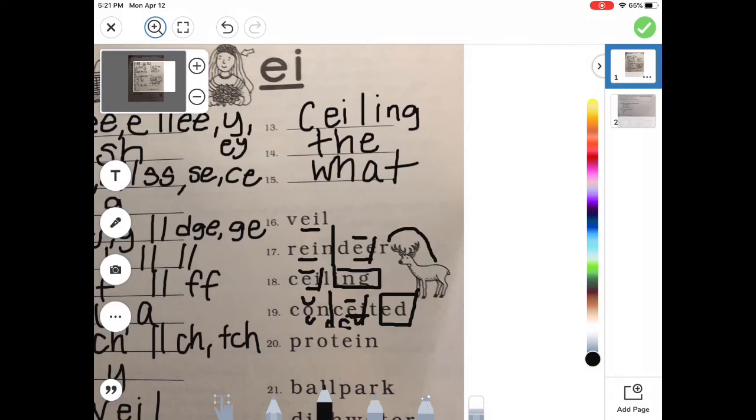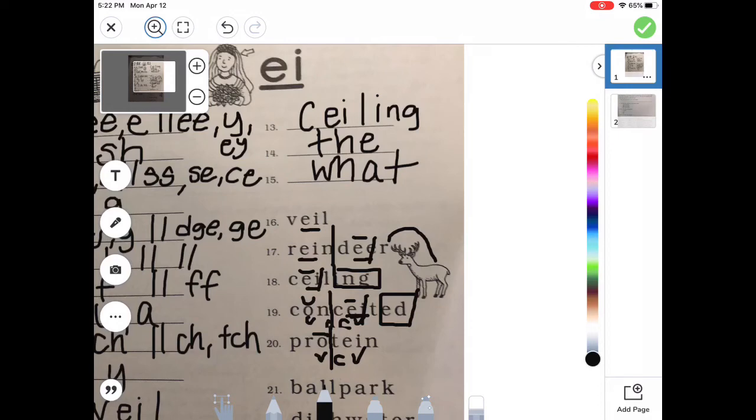All right, our last word. Protein. So first of all, I have to know where I'm going to divide it up. So I look for my vowels. Vowel, consonant, vowel. And remember, most of the time we divide it up after the first vowel. So over here I have O. It's going to be open, so it's going to be a long O.